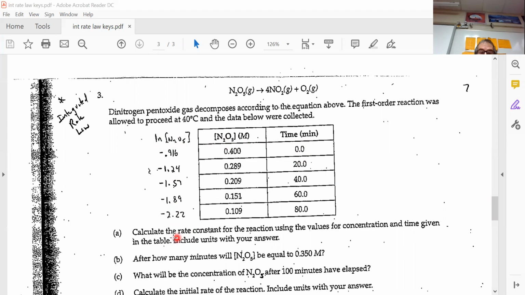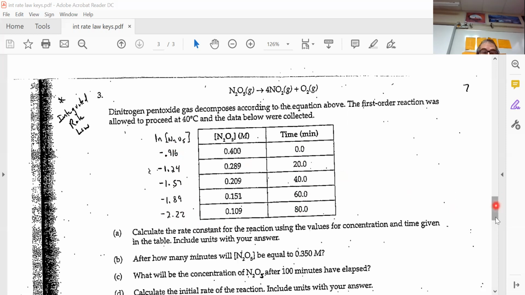It says calculate the rate constant for the reaction using the values for concentration given. If I know the slope of that line, the slope is really negative k. So that's the first thing I'm going to do. I'm just going to take this point and the upper point, and this 80 and 0, and do ln of N2O5 here minus this one, over 80 minus 0.